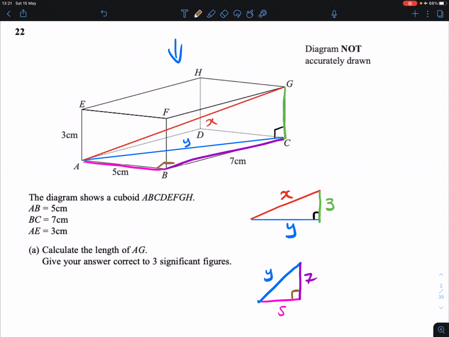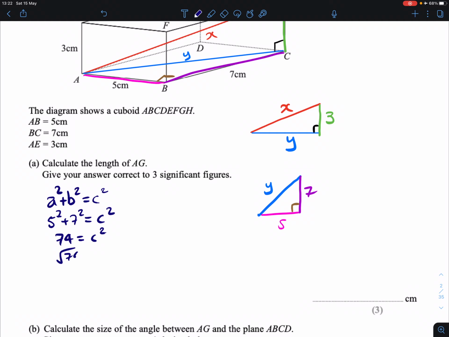So what we end up with here is Pythagoras twice. We're using Pythagoras in this triangle here in order to figure out what y is, after which we will then use Pythagoras in that triangle there to figure out what x is. So, going with the motions, a squared plus b squared equals c squared. Smaller sides, 5 squared plus 7 squared equals c squared, which then becomes 74. So root 74 equals c.